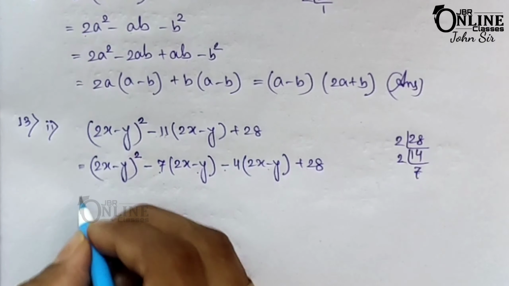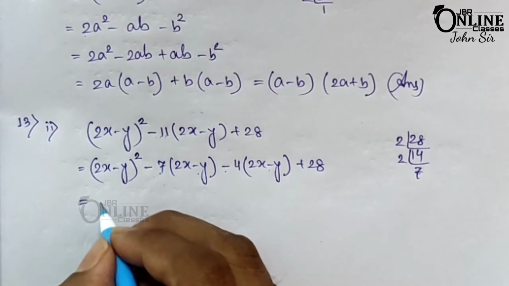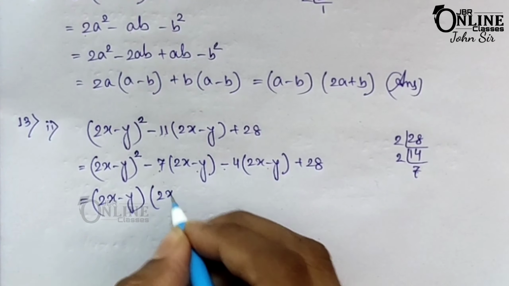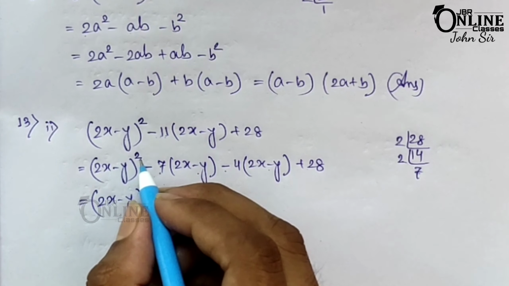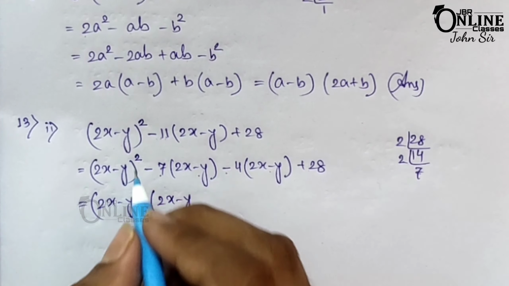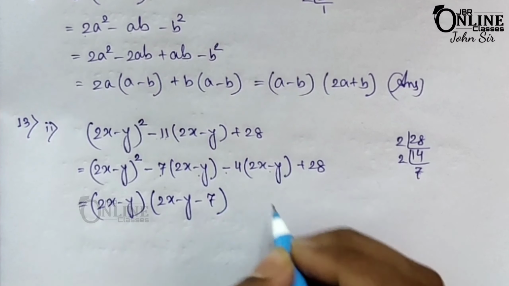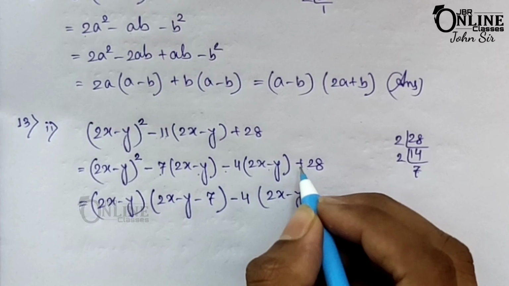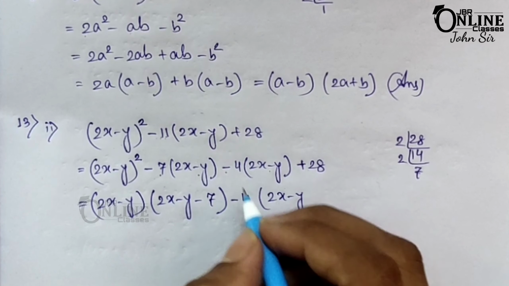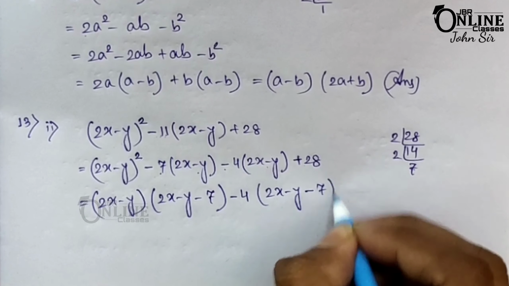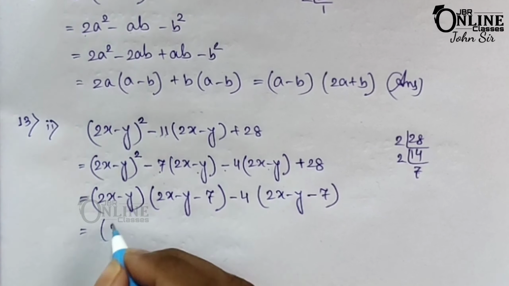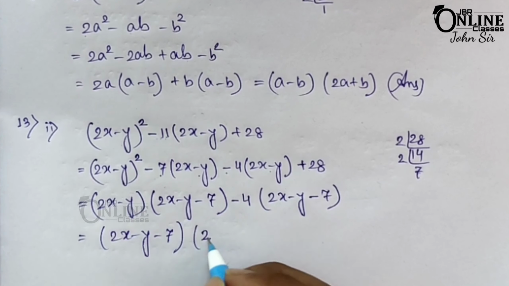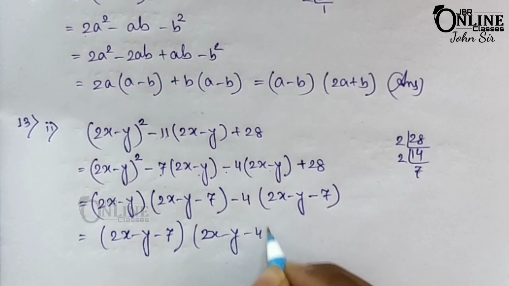plus 28. So now from the first two terms here 2x minus y will be common, so the remaining portion is 2x minus y from the first part, as here square, so 1 will be common, then the rest of 1 will be there, then minus 7. And from the next one, 4 will be common, so 2x minus y, and as here plus, here common minus, so minus, that will be minus 7. Okay, so the final answer will be 2x minus y minus 7, and the rest of the part 2x minus y minus 4.